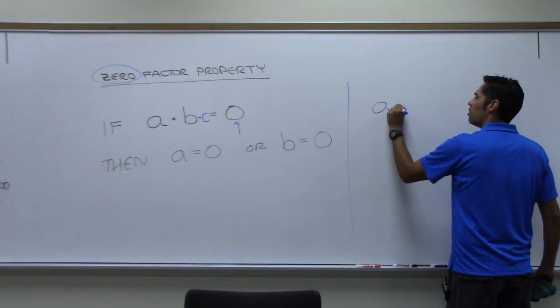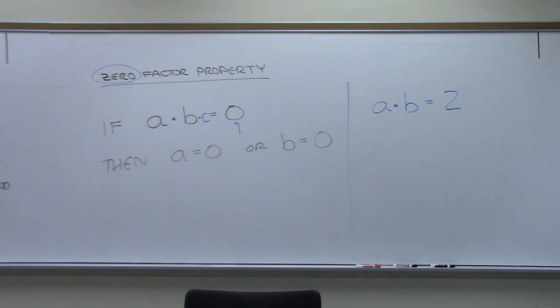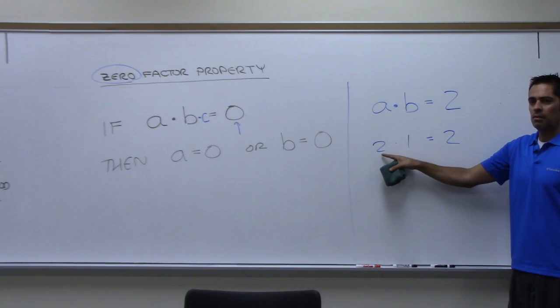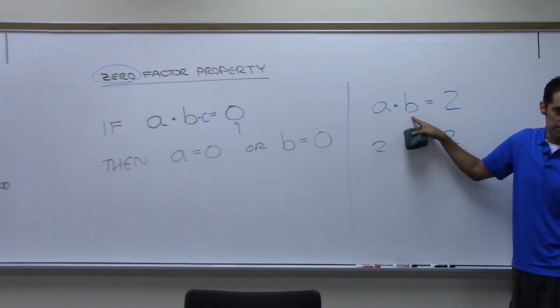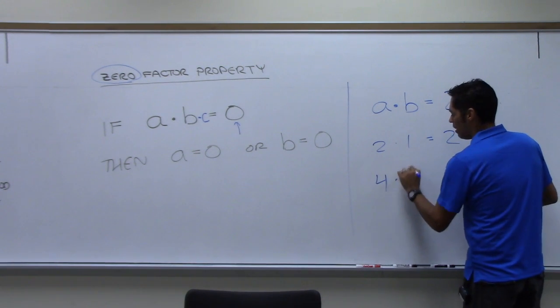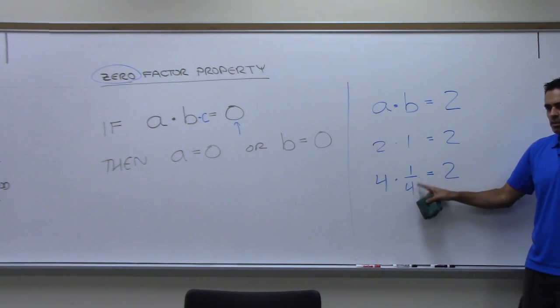What if I tell you that two numbers have to multiply to be 2? What can you tell me about A and B? Does one of them have to be 2? No, it doesn't have to be. It could be. I could do 2 times 1, and that would give me 2. So look, one of them was 2, but does one of these have to be 2? No. Give me an example of two numbers that wouldn't be 2 that would give me that. 4 times 1/4 is 2, and neither is 2.